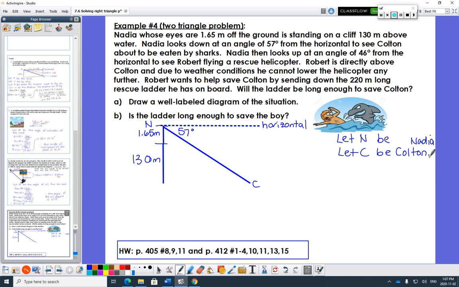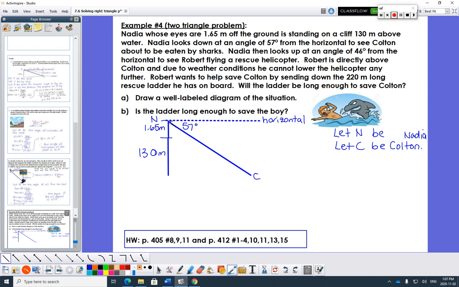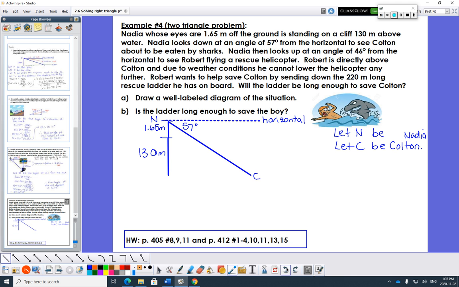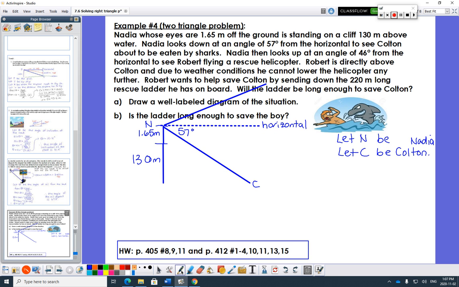About to be eaten by sharks. Then Nadia looks up at an angle. Okay, so this stinks because I'm going to draw over top, but that's okay. Looks up at an angle of 46, again from the horizontal. So here's the horizontal, and she is looking up. Oh, that's pretty long. Sorry. From the horizontal to see Robert.